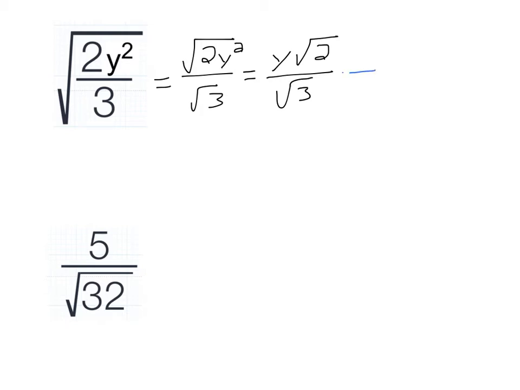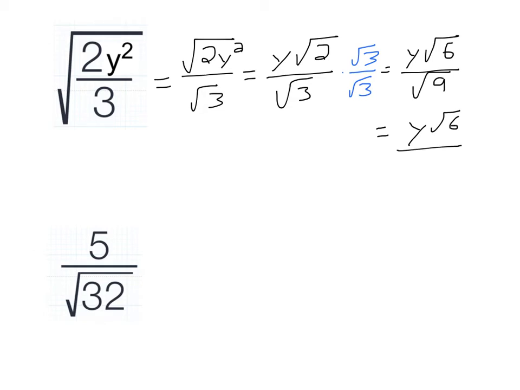I don't want to have that square root of 3 in the denominator, so I multiply by the square root of 3 over the square root of 3, which is going to equal y square root of 2 times 3 is 6, over the square root of 3 times 3 is 9, which means my final answer is y square root 6, and you could put the square root of 6 first if you want, over 3. And that's my final answer there.